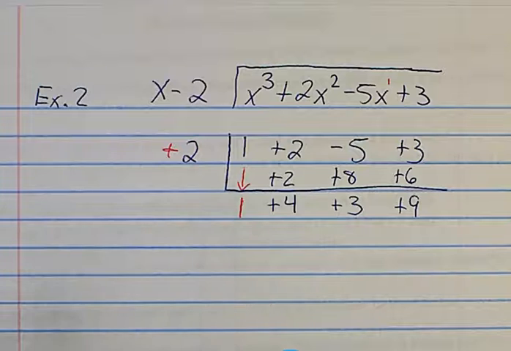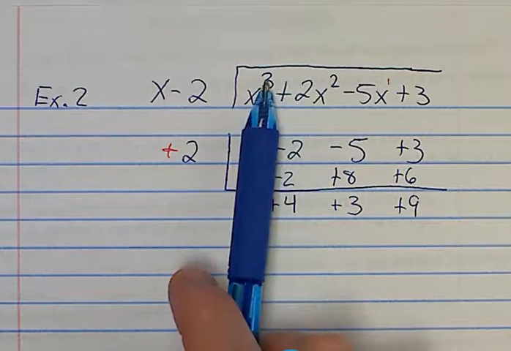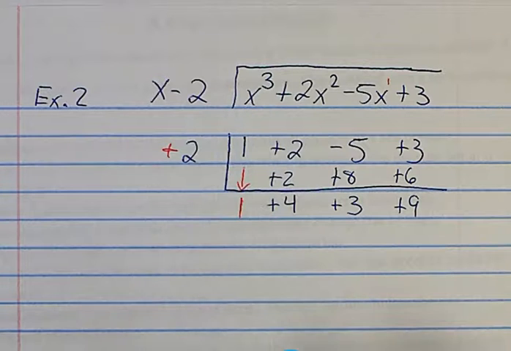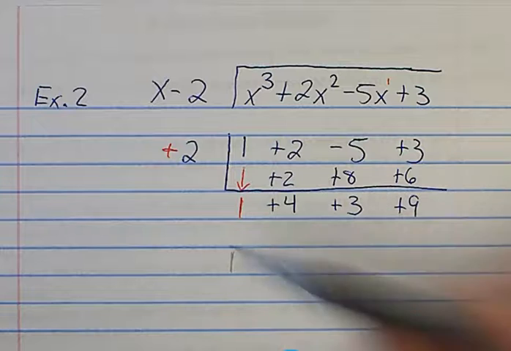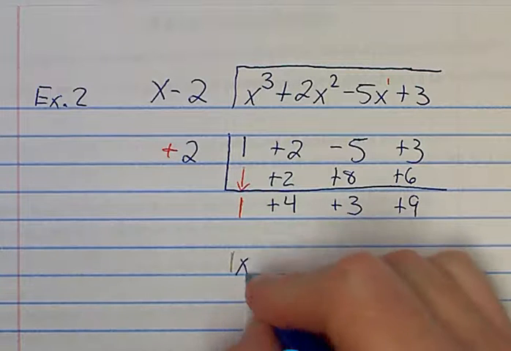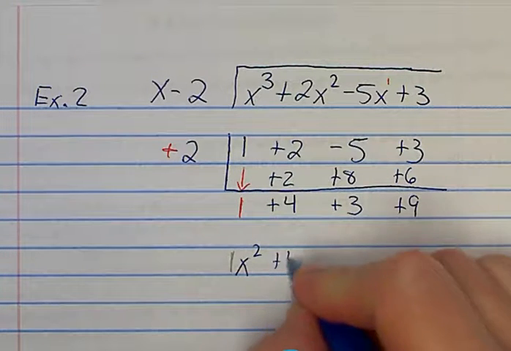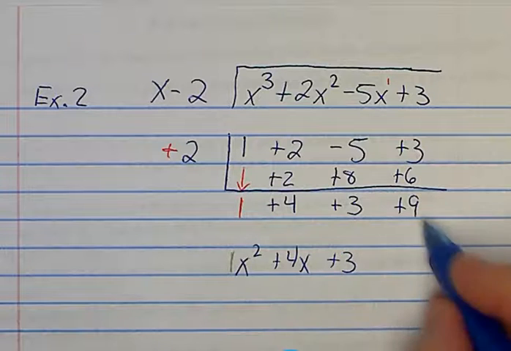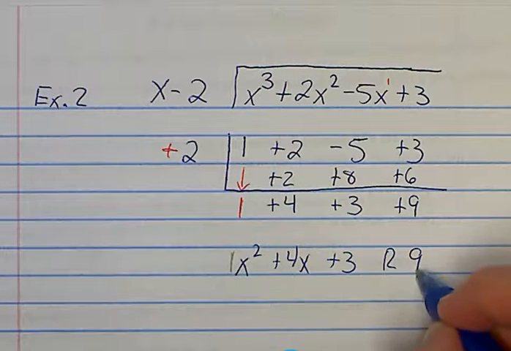Alright, and again, if you look at the basic sense of everything, we're taking x to the third and dividing it by x, so what that's going to do is it's going to knock this first term down by 1 power. So that's going to be, and again, you don't have to have the 1 because it's just understood that's there. It's going to be 1x squared plus 4x plus 3, and that last number is going to be your remainder, so your remainder would be 9.